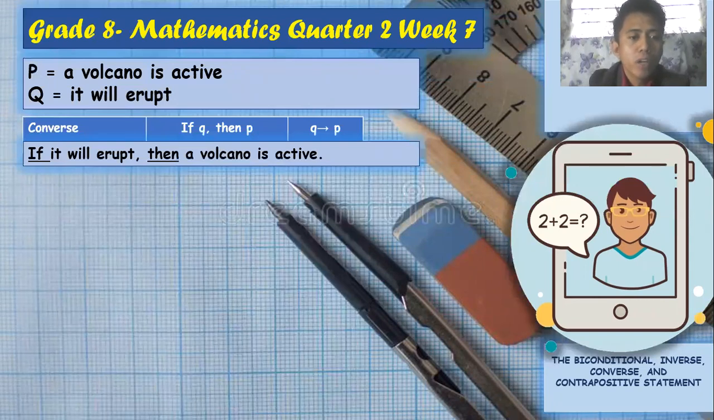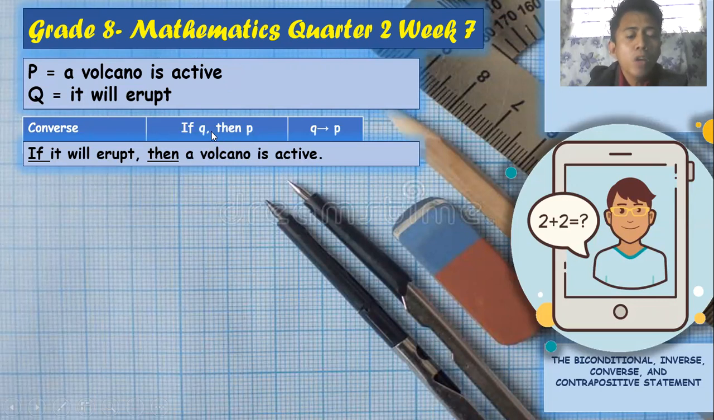Under Converse, we use the pattern if Q, then P, or Q implies P. So write the word if first, based on the pattern, followed by Q. What is our Q? It will erupt. That's why after if we have it will erupt. Then we have the word then, followed by P. What is our P? A volcano is active.